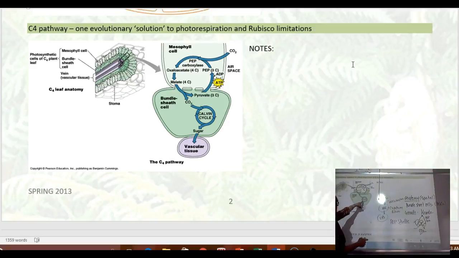Remember, the Calvin cycle is C3. How does this get named C4? Because we bring in carbon dioxide, take our 3-carbon molecule PEP, which becomes the shuttle that brings it in. So PEP carboxylates: 3 carbons plus 1 carbon gives us 4 carbons. We bring that in and we drop off carbon dioxide. It goes back to a 3-carbon molecule, pyruvate.